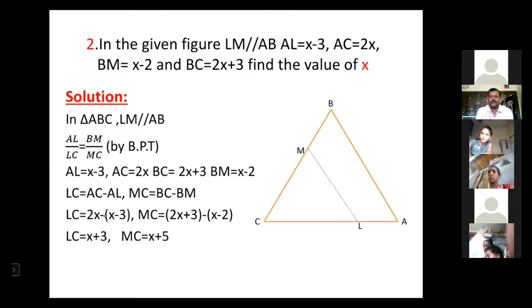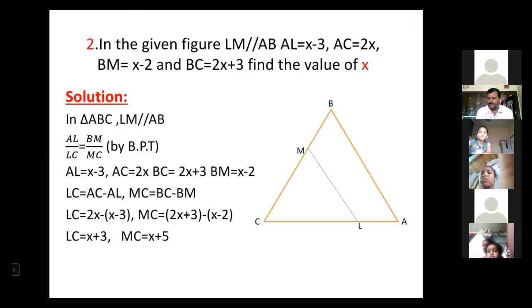2x minus x, minus of minus plus 3. So LC equal to x plus 3. MC is 2x plus 3 minus x minus of minus 2, that is x plus 3 plus 2. 3 plus 2 is 5. So MC equal to x plus 5. LC equal to x plus 3. Clear? Yes, sir.